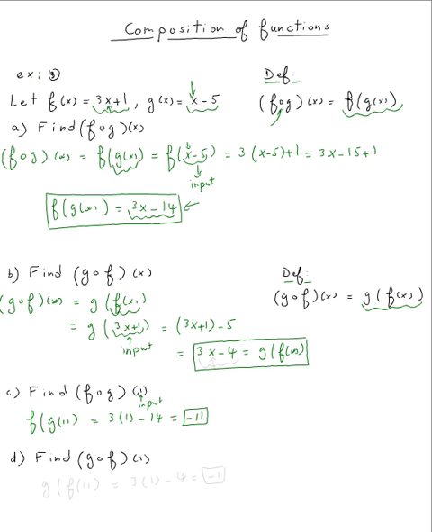Now same thing here, we need to find g of f of 1, and where do we have g of f of x? It is right here, so our input is 1, plug it in right there, so 3 times 1 minus 4, which is negative 1. And that's it for this example.